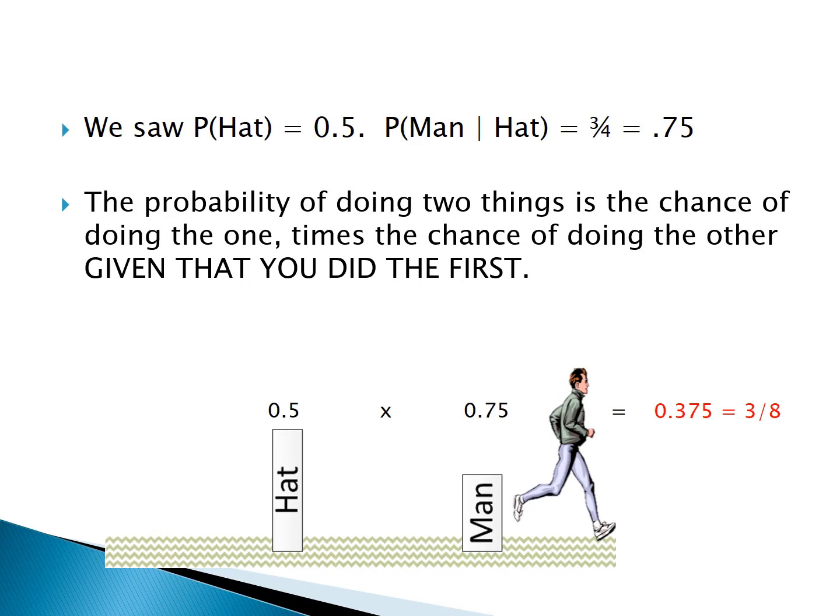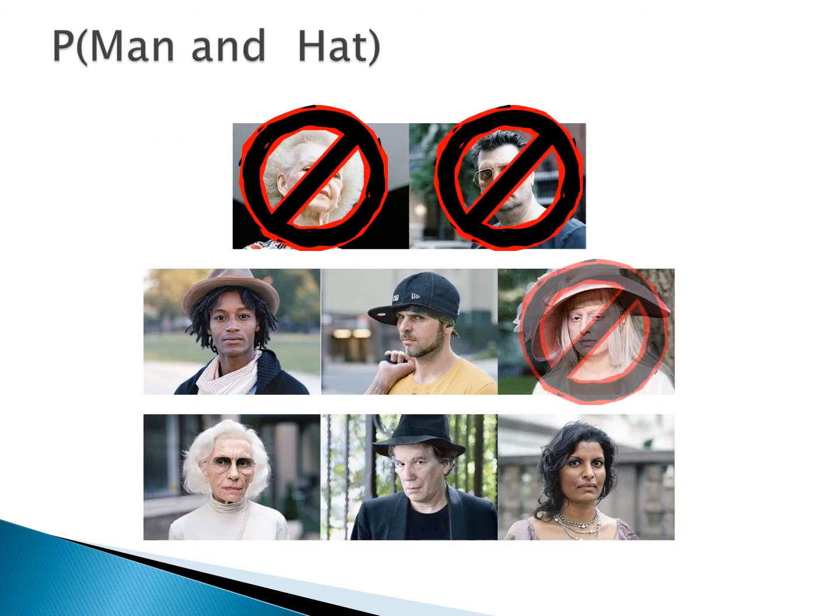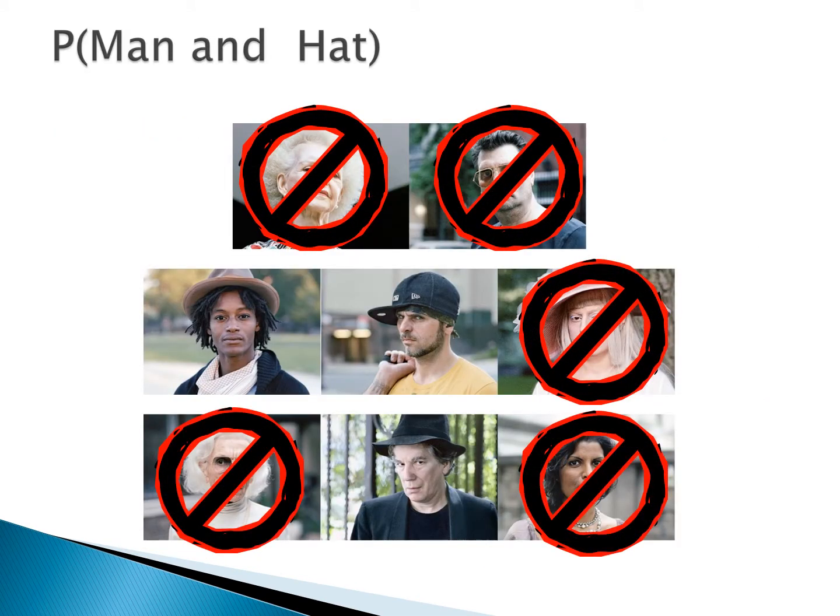But is that actually right? Is that the chance of being a man and wearing a hat? Let's find out. Here are the 8 people. We'll cross out the people who aren't wearing hats and cross out the people who aren't men. What's left is men with hats. Out of the 8 people we started with, 3 of them are men with hats. Chance? 3/8. Just what our calculation gave us.